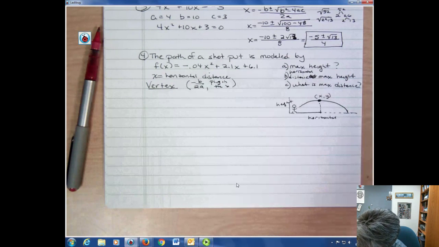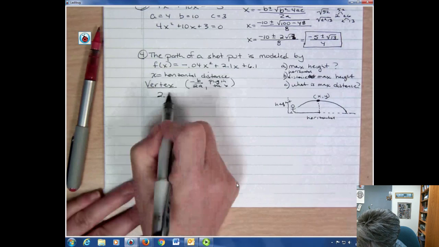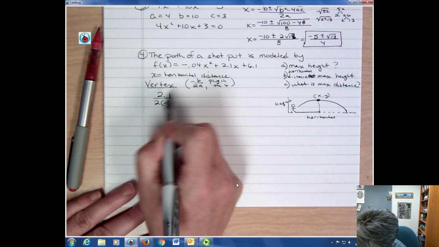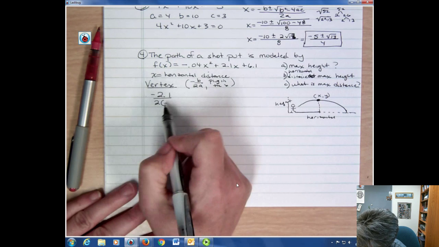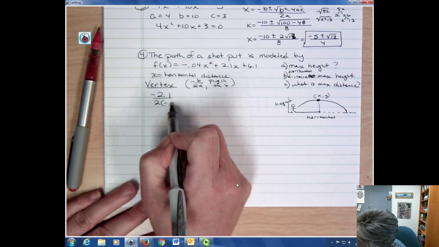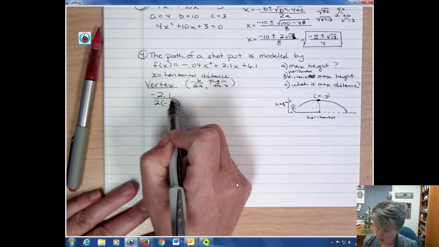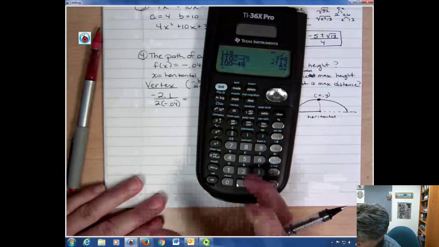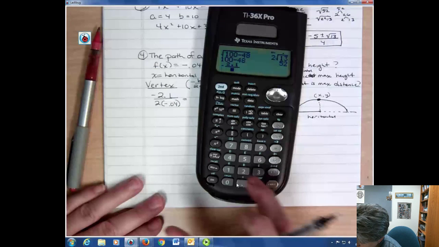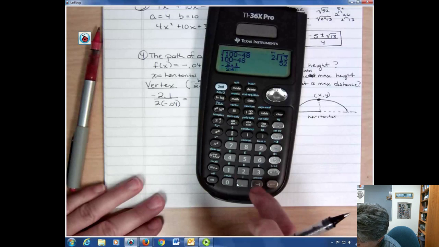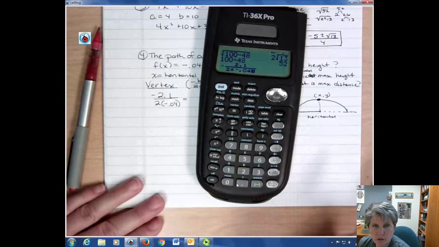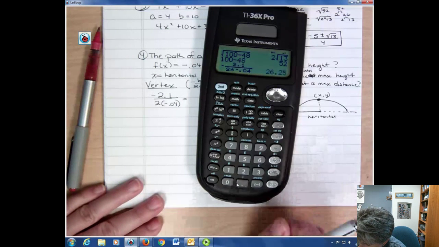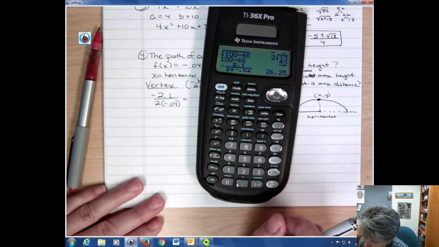So I need to take 2.1 and divide by 2 times negative, it's negative b, so negative 2.1, 2 times negative 0.04. That's negative b over 2a. And of course, you're going to use your calculator for that. Negative 2.1 divided by 2 times negative 0.04. Make sure when you enter negative, you're not using your subtraction symbol, but you're actually using the negative symbol down below. And that gives me 26.25.